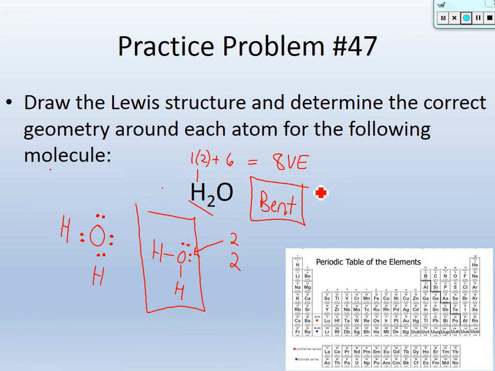Guys, please remember that water is not linear. It is bent. Water is bent. The most famous molecule ever. It's bent. With respect to the hydrogen, though, what is it? Linear. Hydrogen always has 1 bond, so it's going to be linear. Okay, so that's a bent molecule.